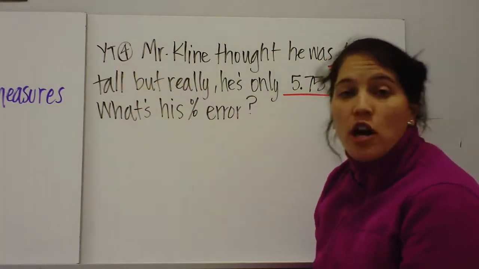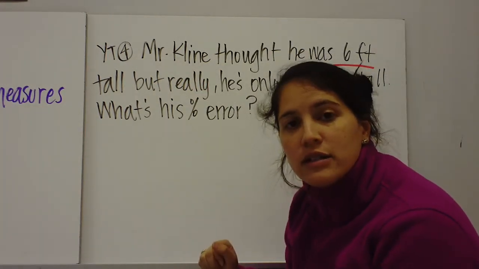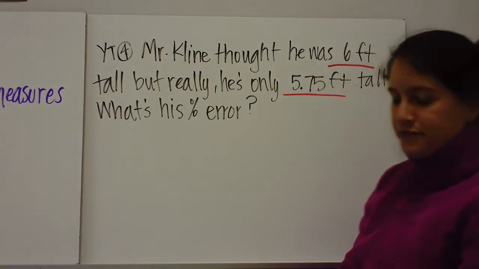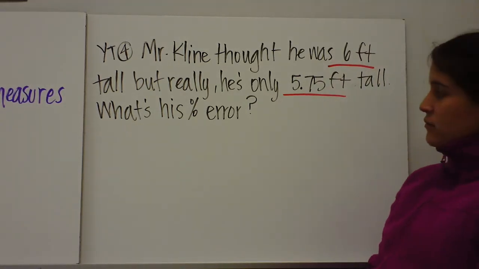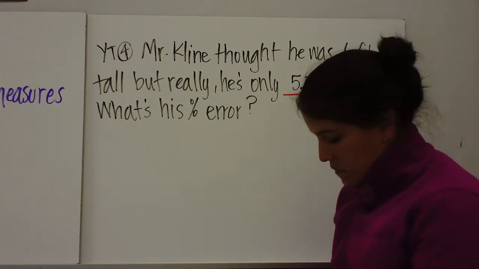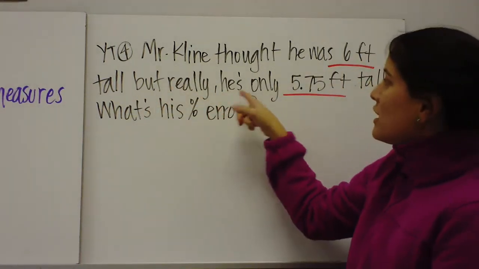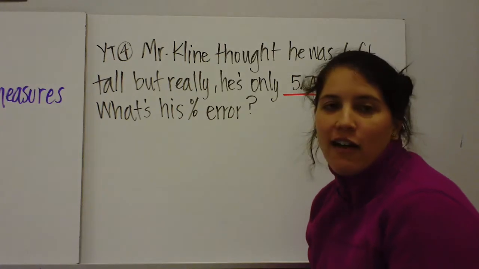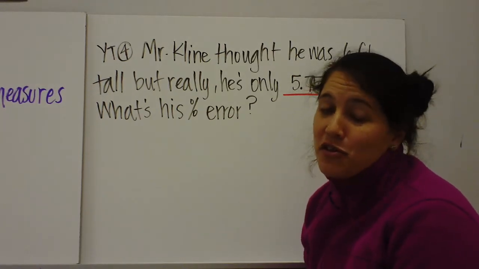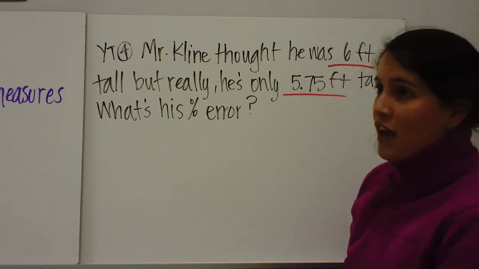All right, you try number 4. I want you to try it on your own, pause the video, and then when you're ready to see it, press play and I'll explain it. Okay. Mr. Klein thought he was 6 feet tall, but really he's only 5.75 feet tall. What's his percent error? Now, I'm sure Mr. Klein is 6 feet, or even taller than 6 feet. This is just an example.